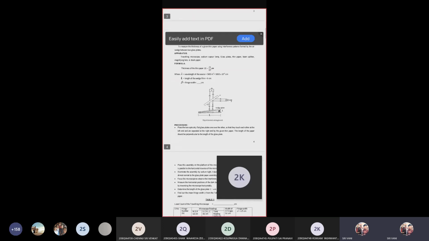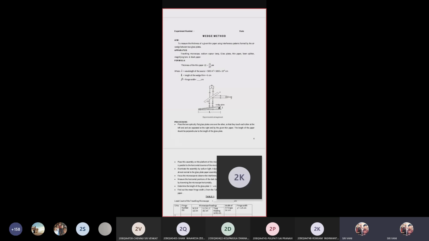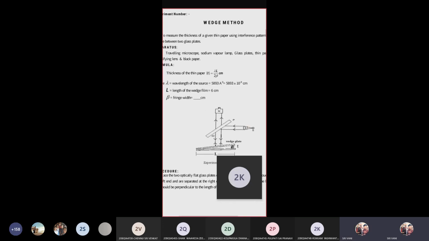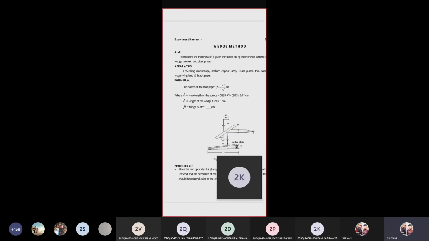దానికంటే ముందుగా మీరు తెలుసుకోవాల్సింది ఈ రెండు ఎక్స్పెరిమెంట్స్ కి కామన్ ఆపరేటస్ ట్రావెలింగ్ మైక్రోస్కోప్. ఈ ట్రావెలింగ్ మైక్రోస్కోప్ ని ఒకసారి చెప్తాను, తర్వాత మీరు రివైజ్ చేసుకొని చూసుకోండి. ఫస్ట్ పార్ట్ మెయిన్ స్కేల్.